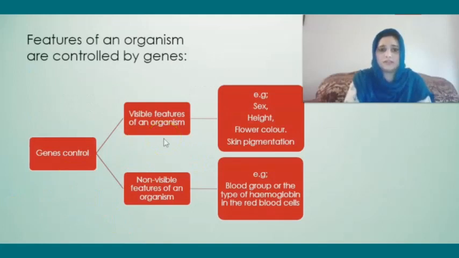Features of an organism are controlled by genes. So genes control visible features of an organism, for example, sex of an organism, height, flower color, skin pigmentation. These are the visible features that are controlled by genes. Genes can also control the non-visible features of an organism, for example, blood group or the type of hemoglobin that is present in the red blood cells.